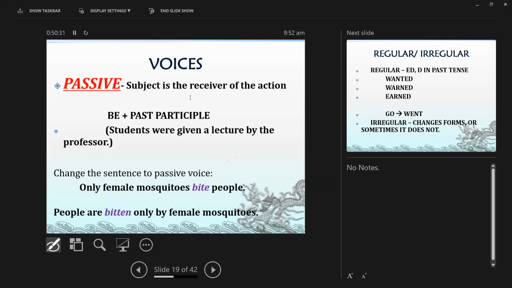All right, so yeah. Only female mosquitoes bite people. People are bitten only by female mosquitoes. Another example, the shawarma. Okay. Billy eats shawarma. Shawarma is eaten by Billy. Okay? Active. Billy eats shawarma. Shawarma was eaten by Billy. Is eaten. Okay, another example.